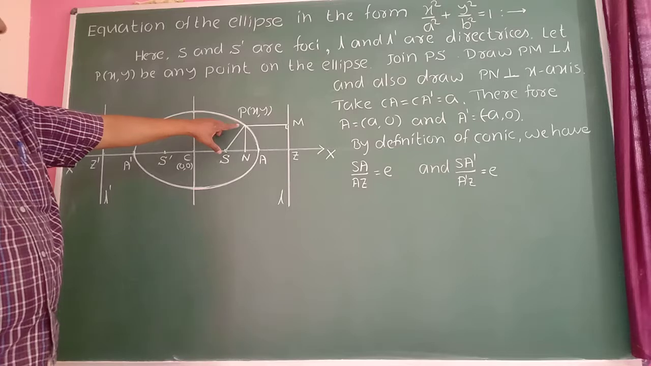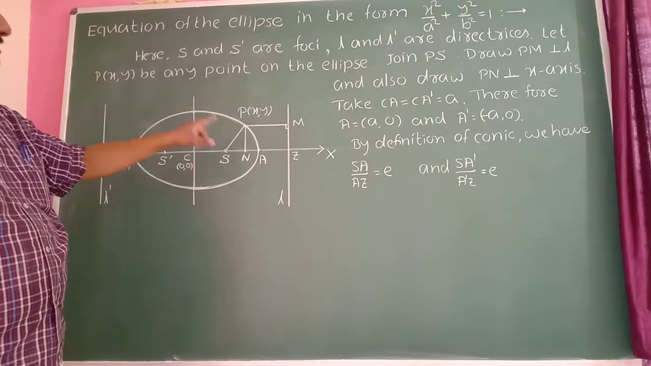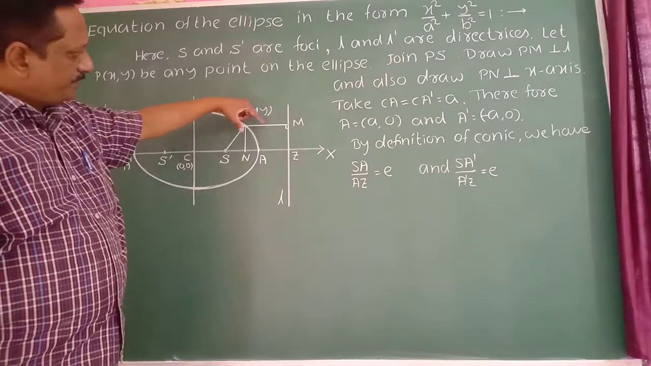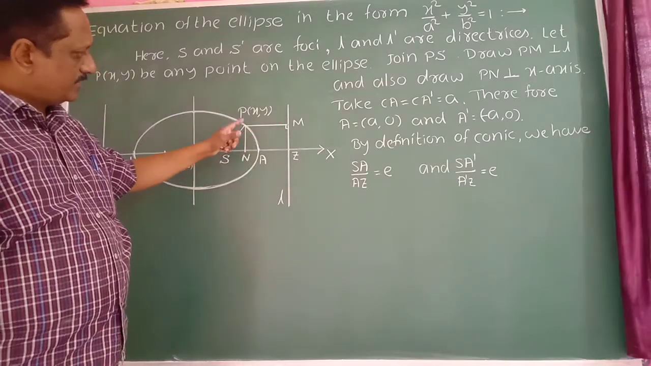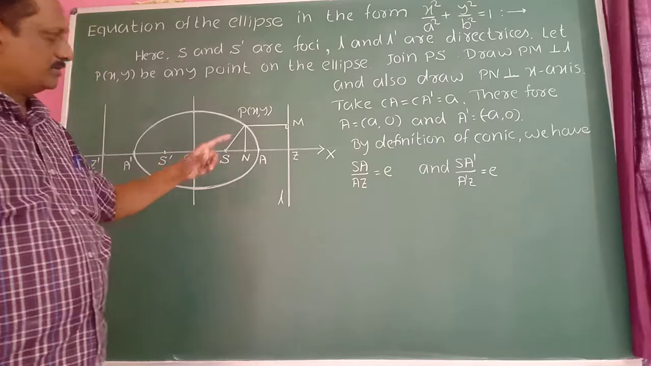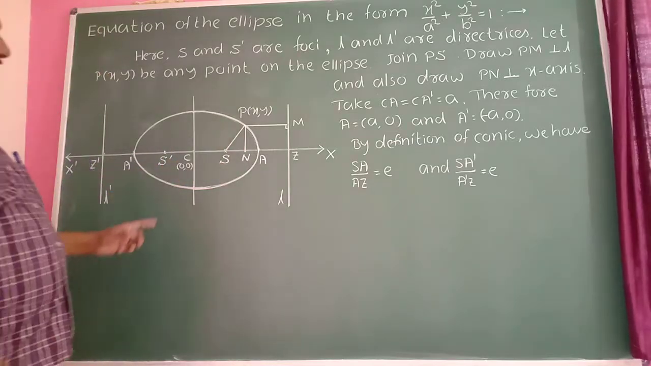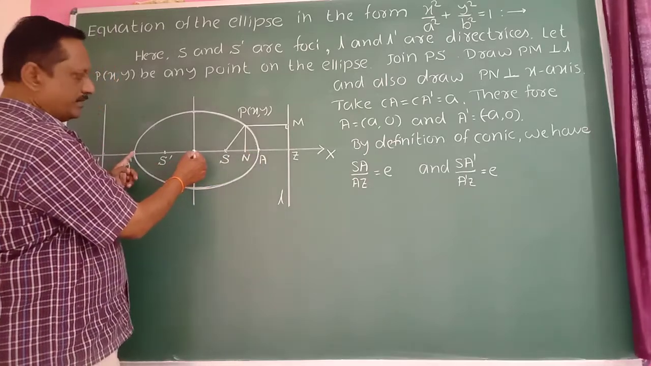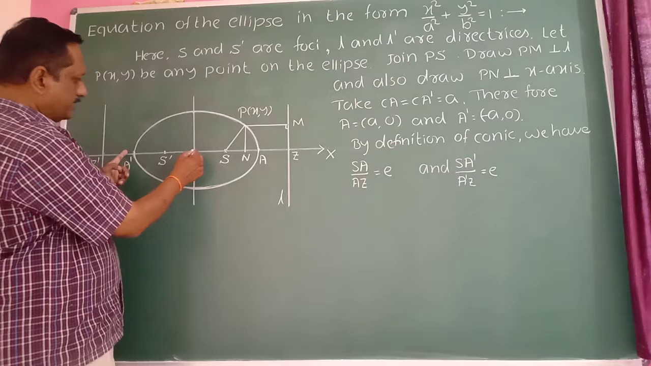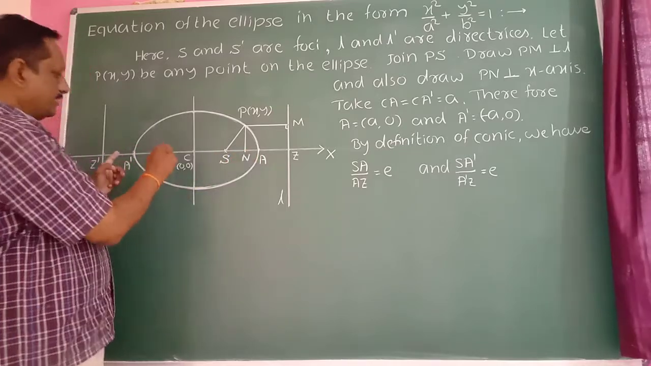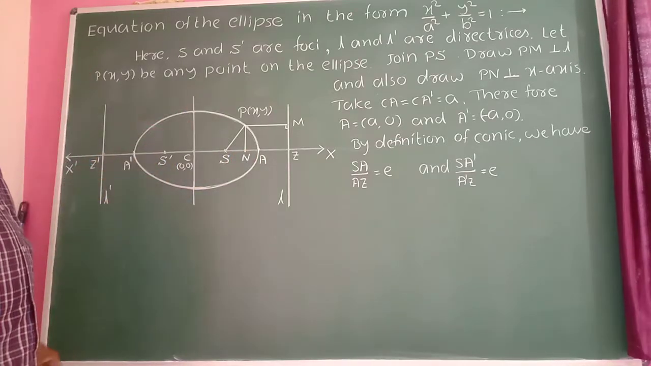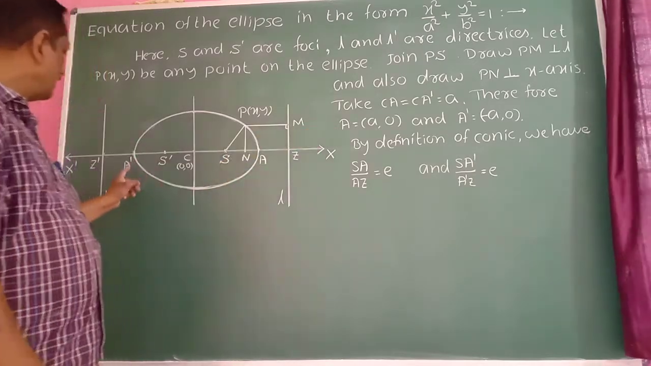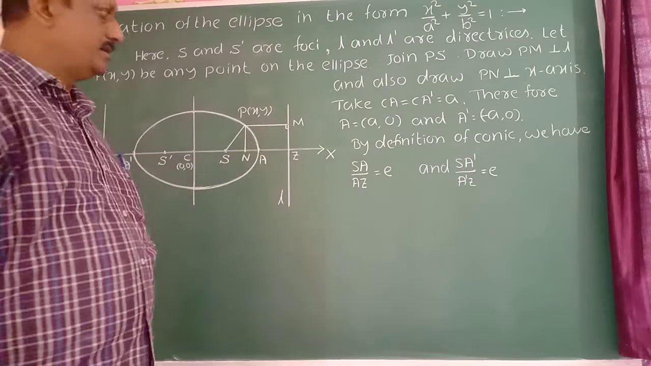Let P(x, y) be any point on this ellipse. Join PS. Next, draw PM perpendicular to the directrix L, and also draw PN perpendicular to the x-axis. Then take CA equal to a units, and CA dash is also a units. Both are equal, so CA is equal to CA dash. Therefore, the coordinates of A become (a, 0) and the coordinates of A dash become (minus a, 0).